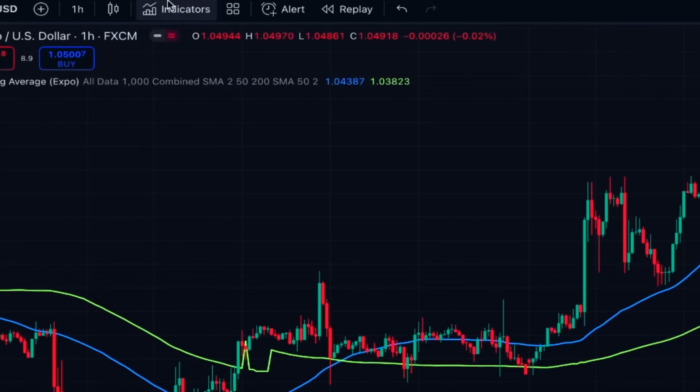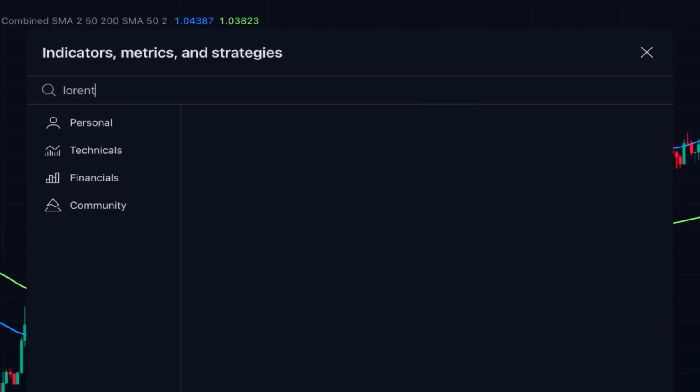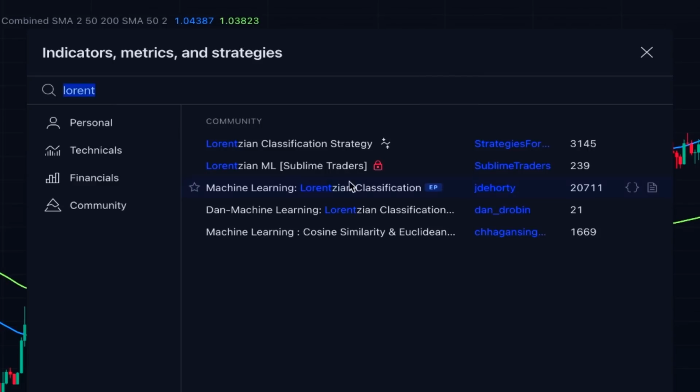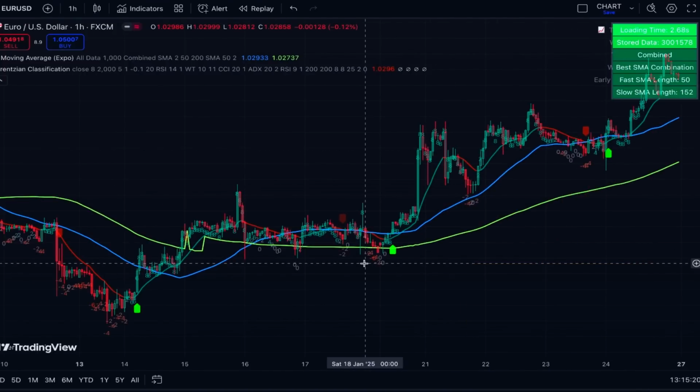Let's add a buy sell signal indicator to our chart so you better understand it. We add Lorentzian classification. This one, machine learning Lorentzian classification, which is an editor's picks indicator written by J.D. Horty. This is a very powerful buy sell signal indicator that is built based on a machine learning algorithm.